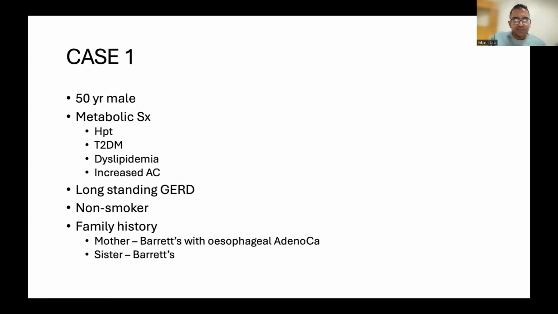So let's move on to the first case. I want to spend more time rather on the video than on the case presentation or anything else. So the first case is a 50-year-old male. He's a classic patient with metabolic syndrome, hypertensive, type 2 diabetic, dyslipidemic.